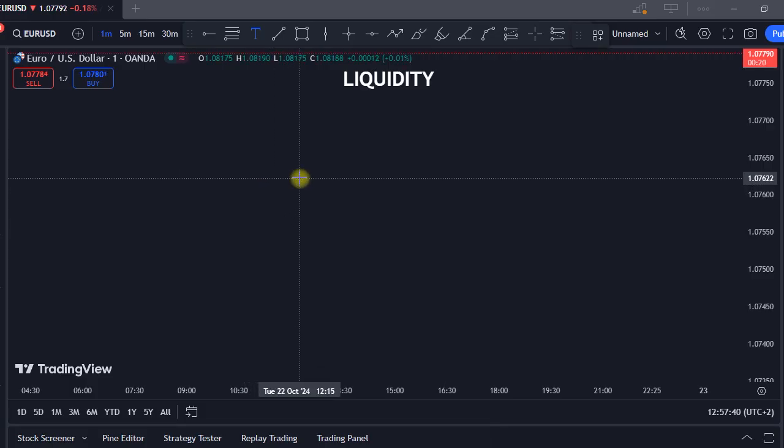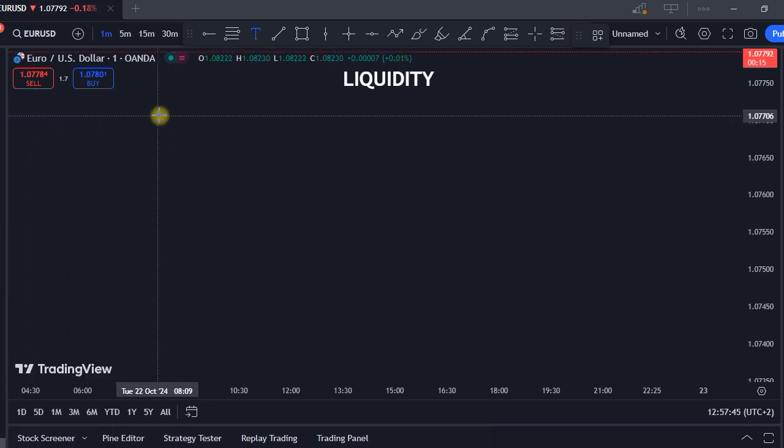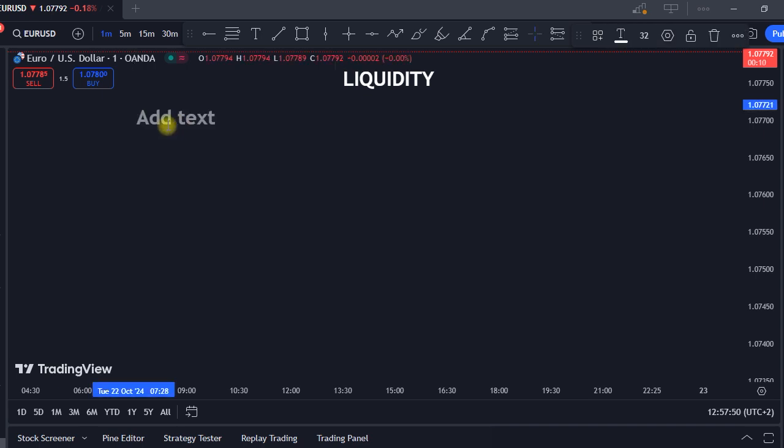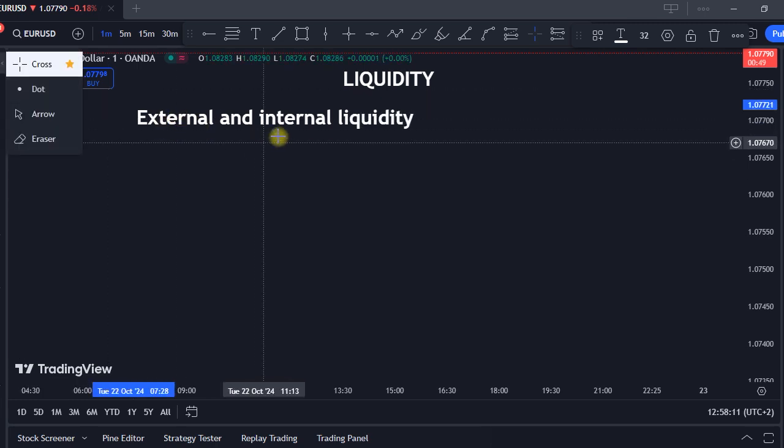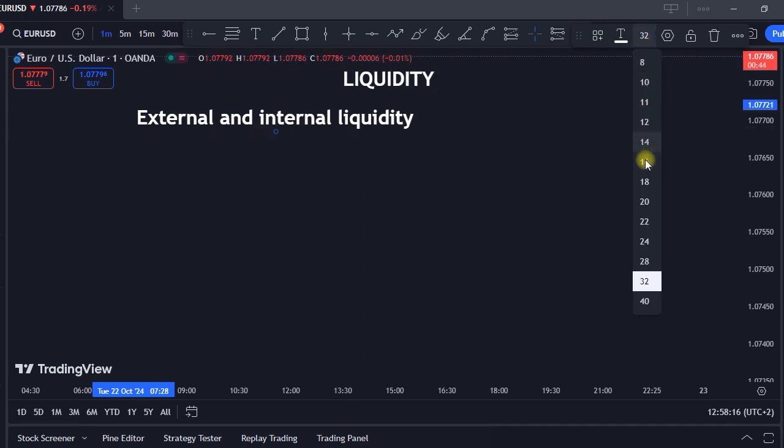Now let's talk about liquidity. The first thing that I want us to look at when we're talking about liquidity is external and internal liquidity. We're going to talk about external and internal liquidity.